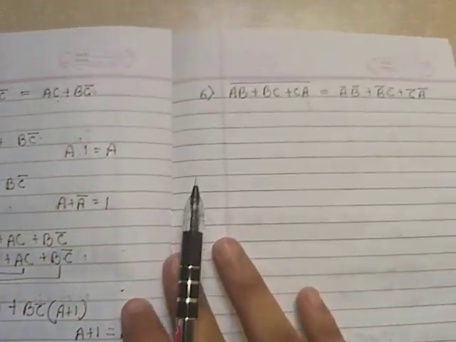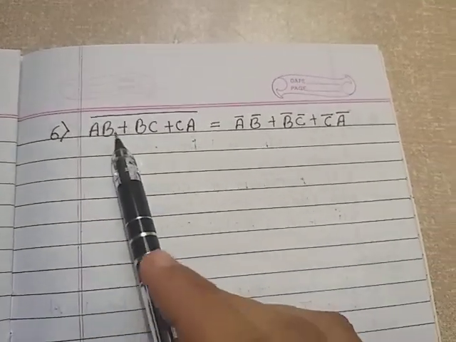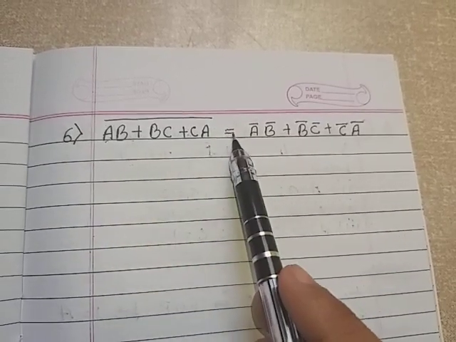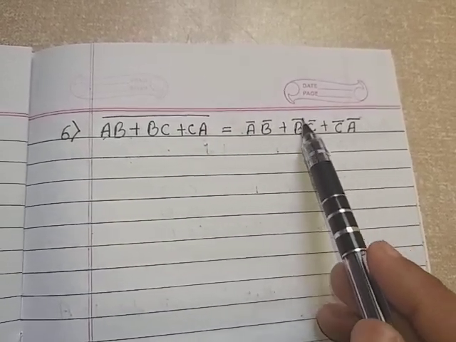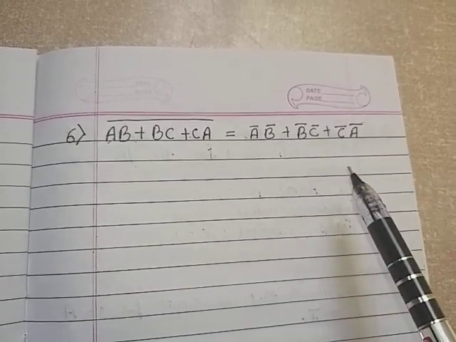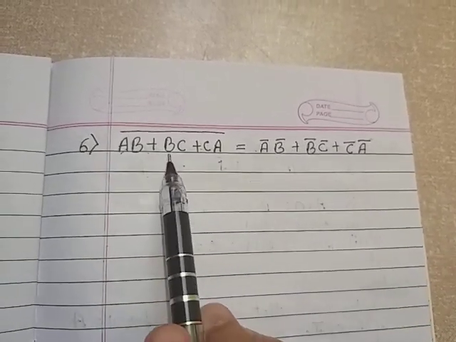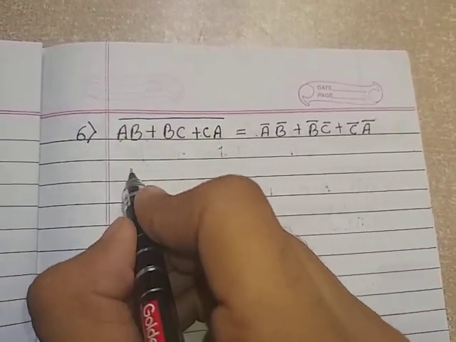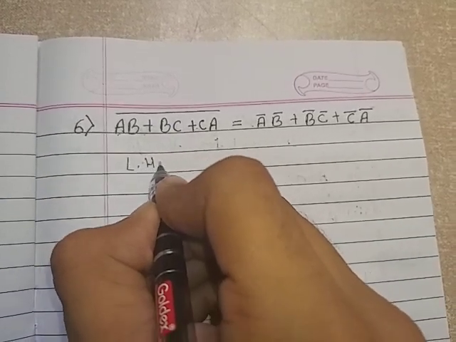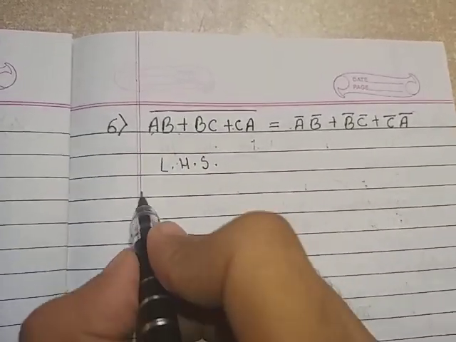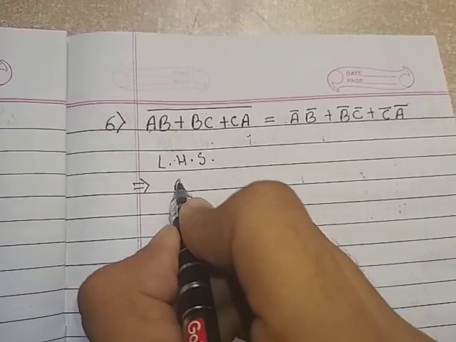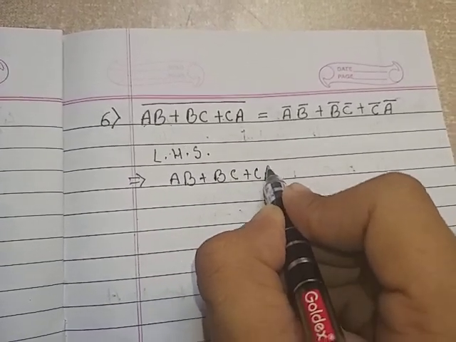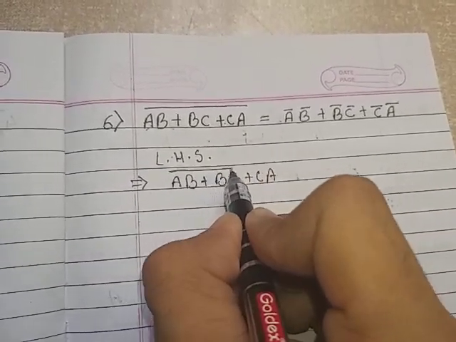Now let's move to the next question. We are given (AB plus BC plus CA) to the whole bar is equal to A bar B bar plus B bar C bar plus C bar A bar. Now this question can be done by two methods, either by taking LHS or by taking RHS. So we are taking LHS. On LHS we have (AB plus BC plus CA) to the whole bar.